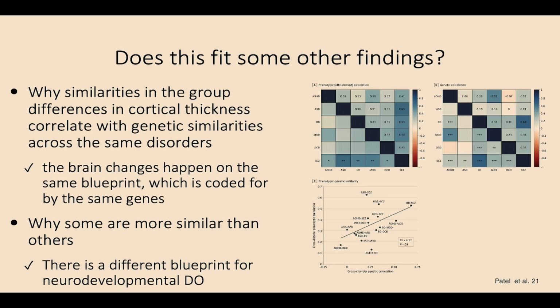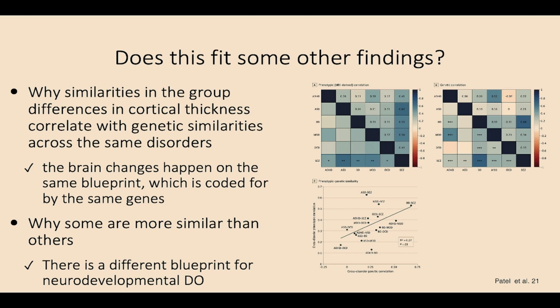Now, we discussed this with Dr. Paus in quite some detail, and I asked him to try to provide some evidence that would refute this explanation. And he asked, if this is the case, why would we then see that similarities in the group differences in cortical thickness correlate with genetic similarities across the same disorders? I think this makes good sense, that they correlate because the brain changes happen on the same blueprint, which is going to be coded for by the same genes, regardless of the disorders.